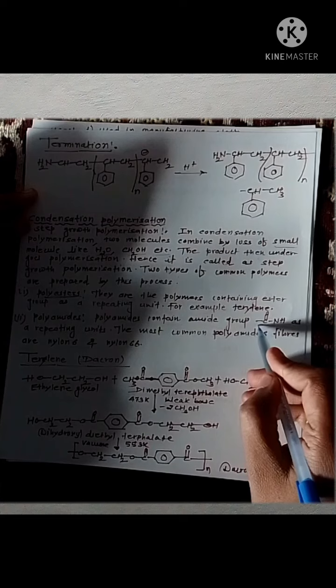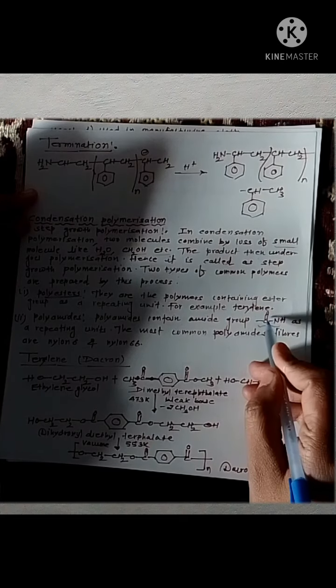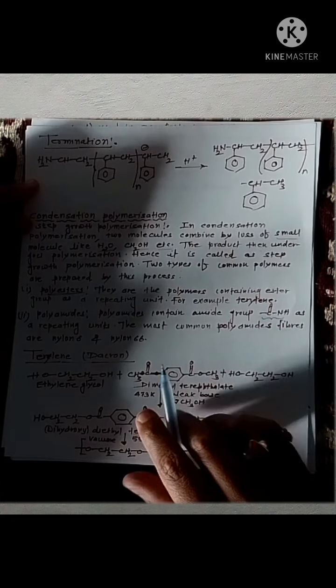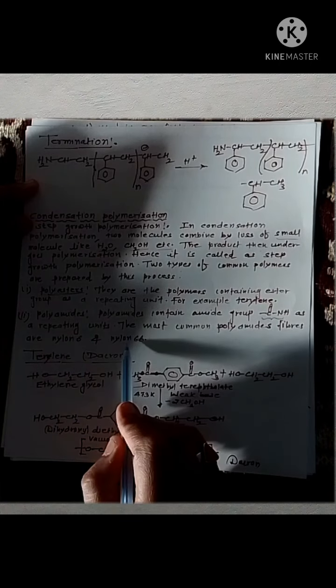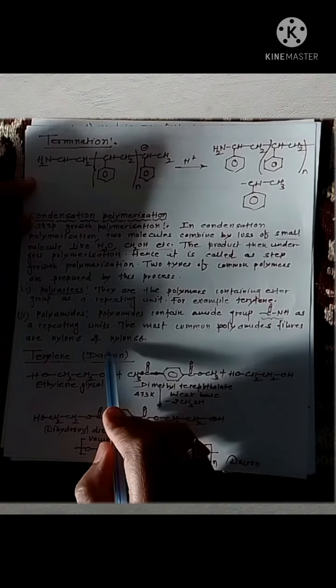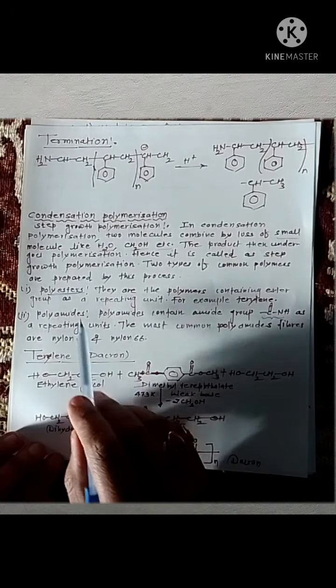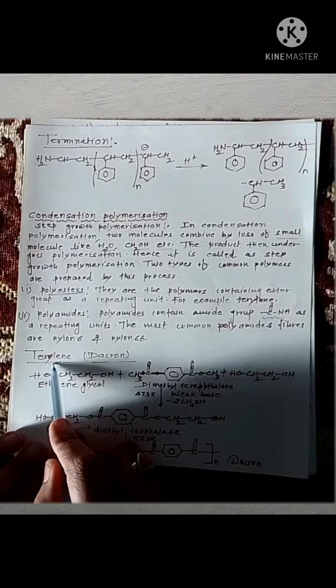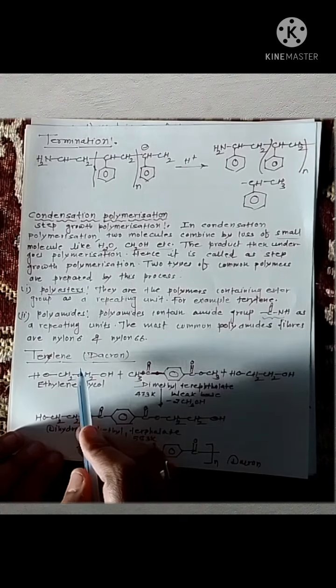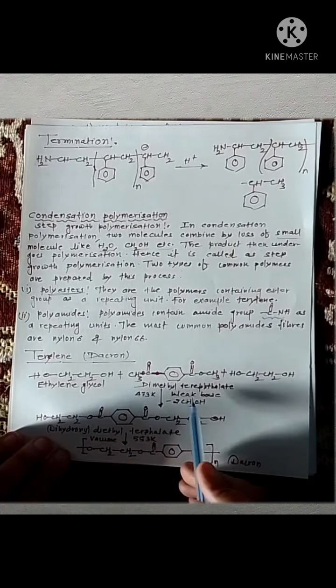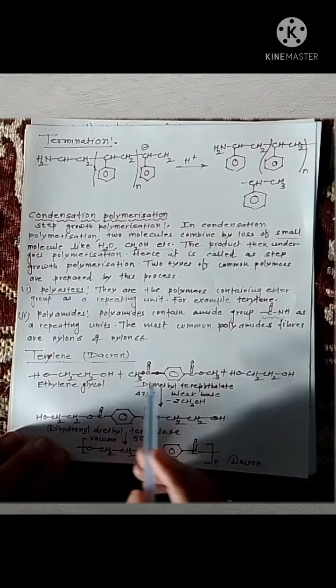Polyamides basically contain the CONH group. The best examples of polyamides are nylon 6 and nylon 66. So we are now going to see an example of a polyester, that is terylene. Synthesis of terylene is basically done with the help of ethylene glycol and dimethyl terephthalate.